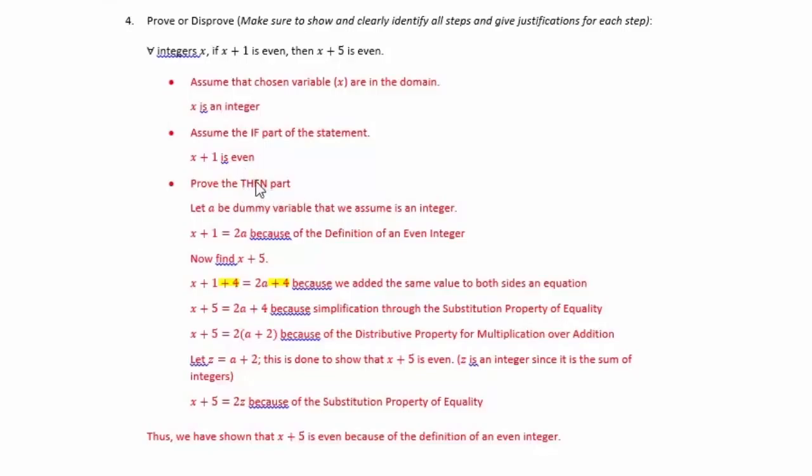I'm going to establish what I call a dummy variable, just so that we can use it within this problem. I'm going to let a be that variable. Then I'm going to say that x plus 1 is even, therefore that's going to equal 2 times some number, which I already established as a. And that's because of the definition of an even integer.